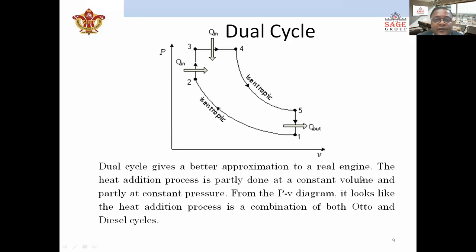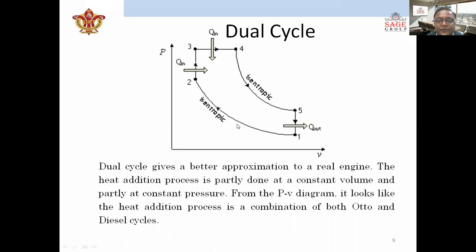Another cycle that is called a dual cycle is used in high-speed racing vehicles, where the heat transfer takes place partially at constant volume and partially at constant pressure. So these are the 5 processes. यहाँ पे आपको 5 process दिखाई दे रही हैं.